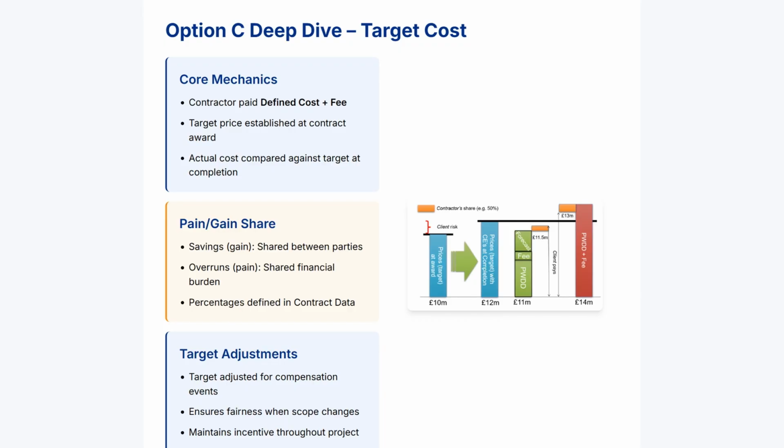Second, the pain/gain share mechanism creates a financial incentive for efficiency. The employer and contractor agree on a target price. If the final cost is below this target, both parties share the savings according to pre-agreed percentages, typically 50-50. Conversely, if costs exceed the target, both parties share the pain. This aligns interests and encourages collaboration. Third, the target price is adjusted when compensation events occur, ensuring the target remains fair when legitimate changes happen.